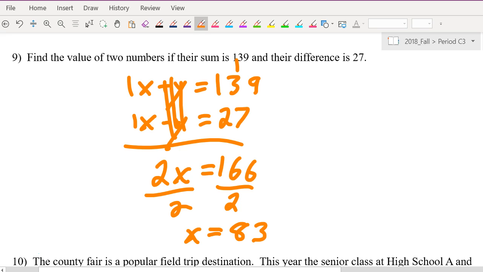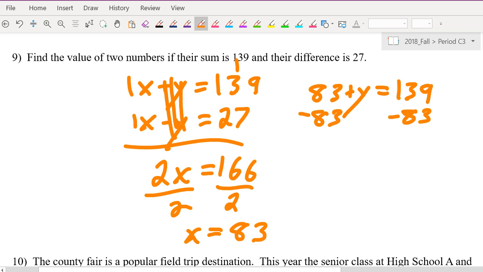And then we know that 83 plus Y equals 139. So we subtract 83. Y equals, that's correct, 56. So we should test our answer, right? We should say, the two numbers are 56 and 83. They add up to 139, yes. And the difference is 27, yes.